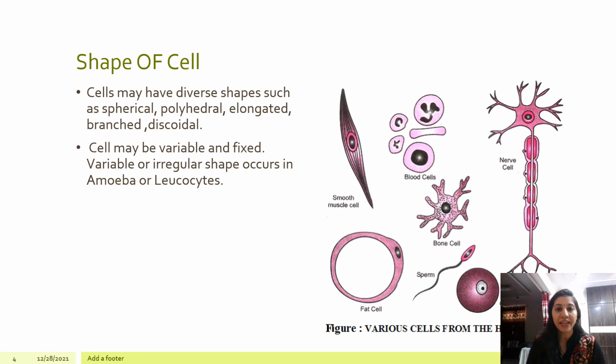So you can write that according to their function, they have different shapes, they do not have similar shapes. In plants different types of shapes are present, in animals different types of shapes are present. So cells may be diverse in nature.